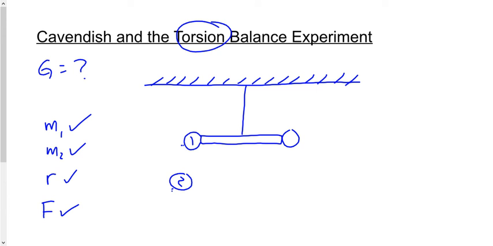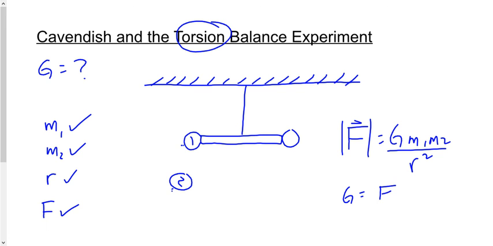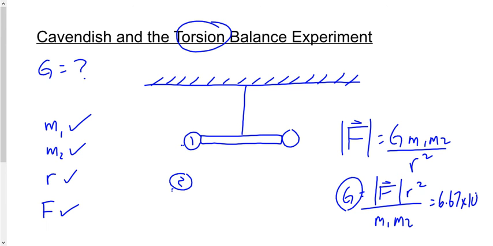Well, now we've got M1, M2, R, and F. The only thing we don't have is G. So in essence, we're going to take the law that Newton already had come up with, rearrange it to solve for the value of the constant that Newton didn't know, and calculate the value of G. And behold, it works out to be 6.67 times 10 to the minus 11. Does that make sense?